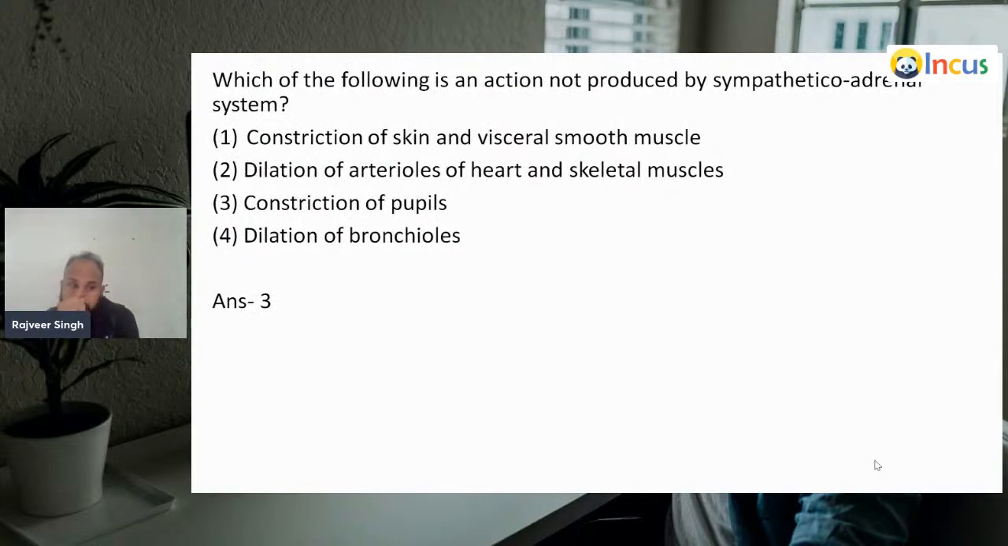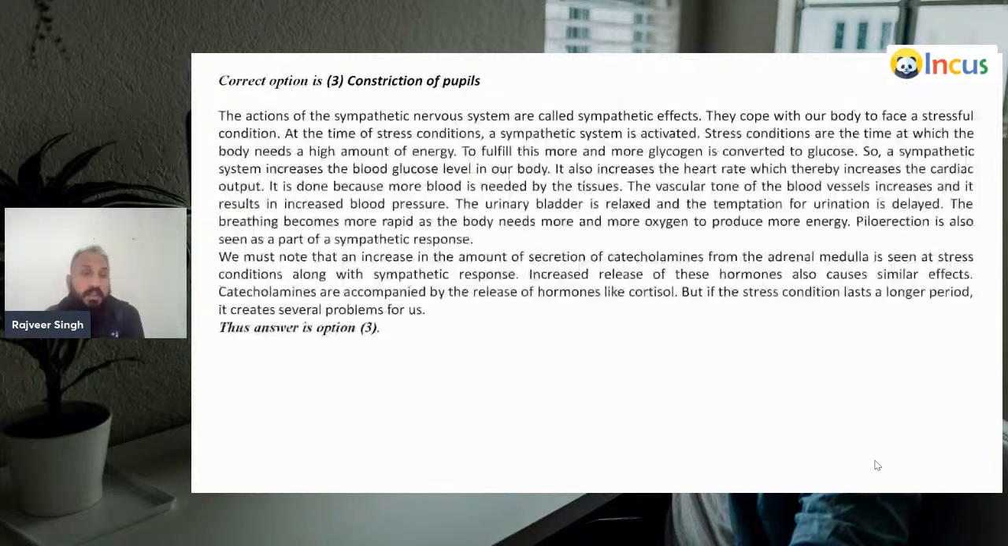Next one is very important. Which of the following is an action not produced by the sympathetico-adrenal system? Constriction of skin and visceral smooth muscles, dilation of arterioles of heart and skeletal muscles, constriction of pupils, dilation of bronchioles. Yes, the answer will be third, constriction of pupils, because the actions of the sympathetic nervous system are called sympathetic effects.